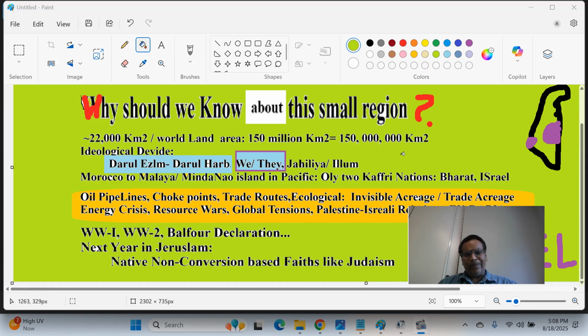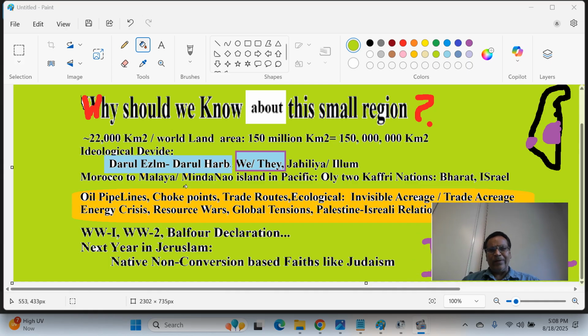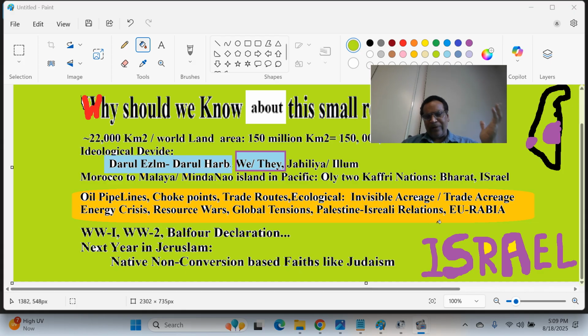The entire concept of Islamic imperialism and the native religion of Judaism, Darul Islam and Darul Harb, we and they and Jahili, all these are connected to this region, because Israel is the only country, along with Bharat, from Morocco to Mindanao, Malaysia that is a non-Islamic society. So this is also very important to understand in the global perspective.